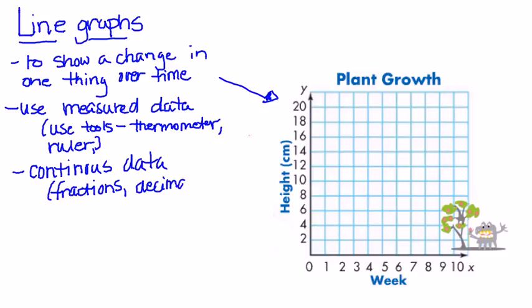So you're going to have decimals and fractions, unlike a bar graph, which is only whole numbers, because remember we talked about how you can't have a half a person. But continuous data, you can have fractions and decimals. So basically line graphs show this kind of information.